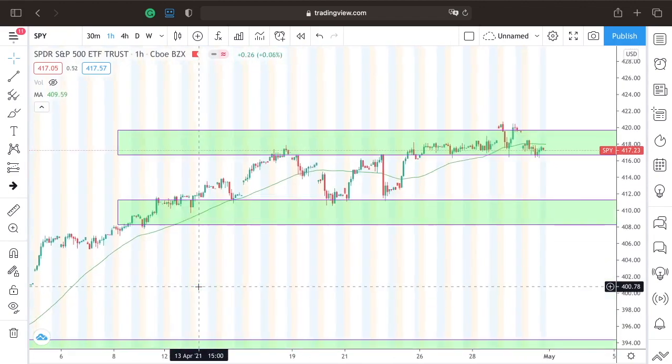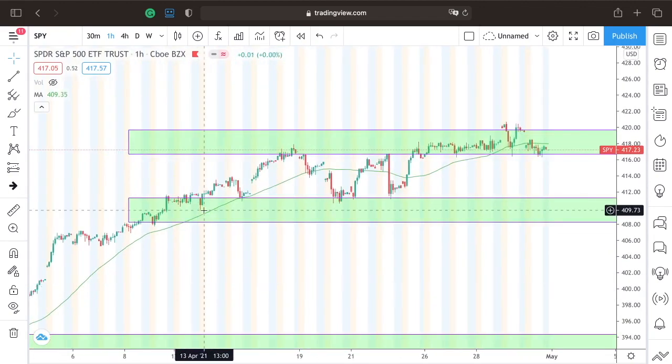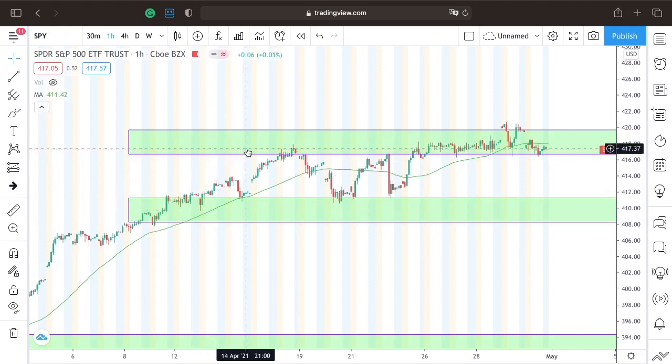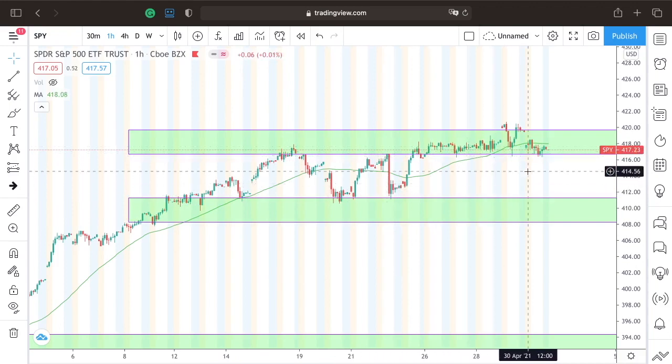So if we zoom out a bit over here, on the 1 hour time frame, we see that prices are moving sideways and trading in a range. And this range is defined by the upper resistance and the lower support level. Basically, prices have been trading within this area for the past few trading sessions.